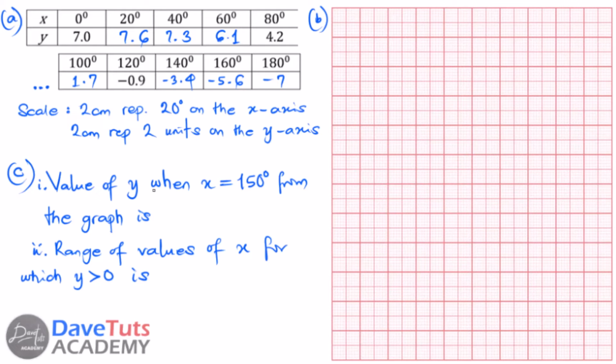Now we have to find the value of y when x is 150 degrees. Then we have to get the range of values of x for which y is greater than 0. That is all the question there is to it. Quite straightforward. We'll do well to see how to centralize our graph in this particular case. We are saying that y takes its range of values from 7 to minus 7, so that is quite symmetrical.